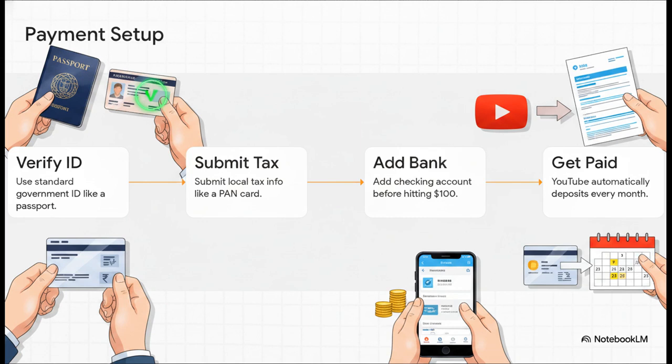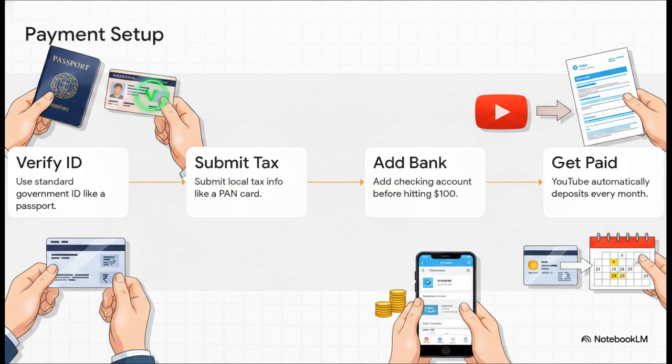So, what happens when it finally unlocks? A lot of people are totally intimidated by the financial setup, but let me tell you, it is literally a 5 to 10 minute task on your phone. First, you verify your identity with a standard government ID, like a passport or driver's license. Second, you submit your local tax info, for example, a PAN card if you're in India, which our source creators specifically highlighted. Third, you add your bank account details.